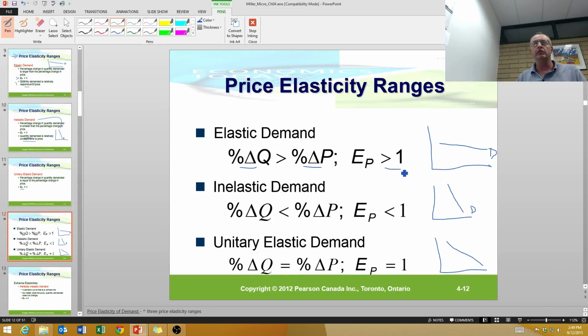Okay, and then we have the numerical values. For elastic demand, price elasticity of demand has a value greater than 1. For inelastic demand, the numerical value is less than 1. And for unitary elasticity, it equals 1. Then the next little section deals with these two theoretical extremes.